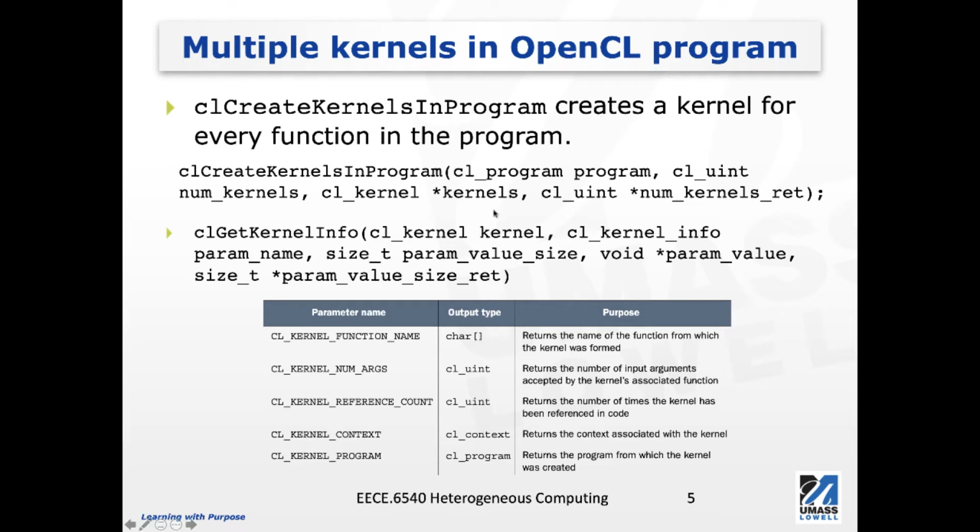So the API takes one argument. The first one is the program object. Then we can specify the number of kernels and the kernel objects we want to instantiate, and also the number of kernel functions created by this API. And then we can use getKernelInfo to go through these kernel objects to verify these kernel function names, the number of arguments, and other information related to a kernel object.